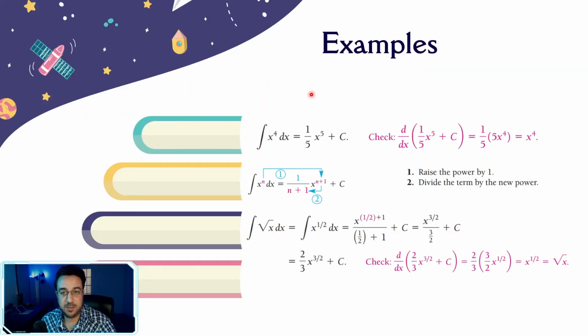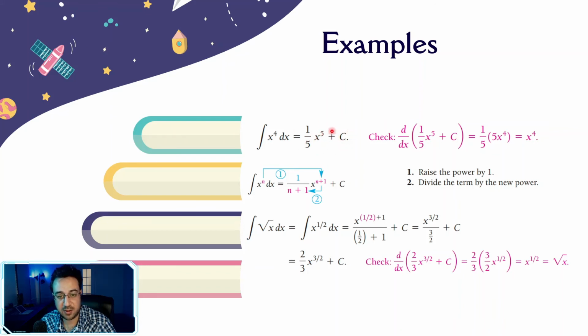Let's take an example on the rules that we learned for integration. Obviously, we have a power rule here. What's the integration of x to the power of 4 dx? That would be x to the power of n, so 1 over n plus 1 multiplied by x to the power of n plus 1. So 1 over 4 plus 1, which is 5, multiplied by x to the power of 4 plus 1, that's x to the power of 5, plus c.